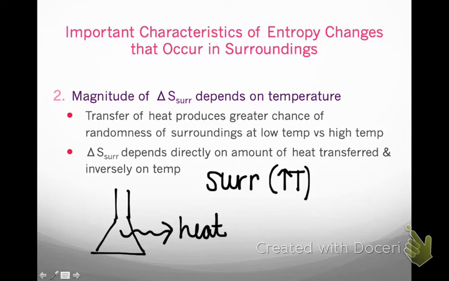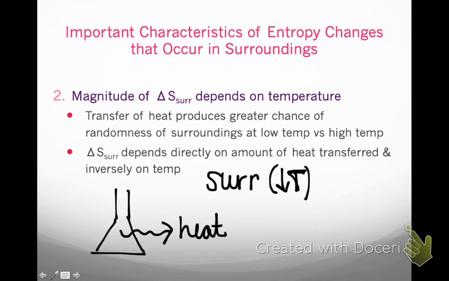But if I have a lower temperature, then that heat will have an effect on the entropy of the surroundings. It's going to increase the entropy of the surroundings. So temperature definitely has an effect on the entropy, not only the temperature of the surroundings, but also how much heat is being transferred. And there's an equation that goes along with this.